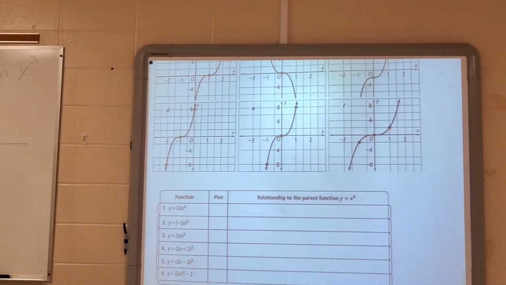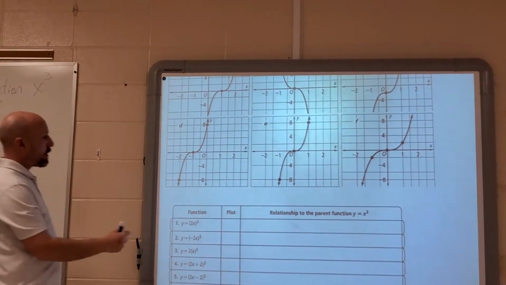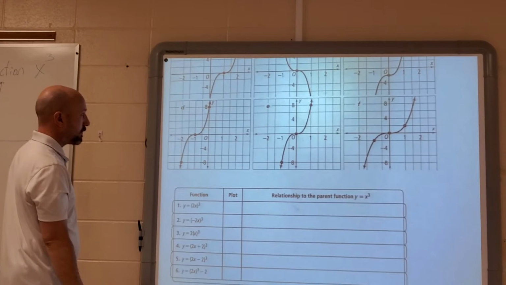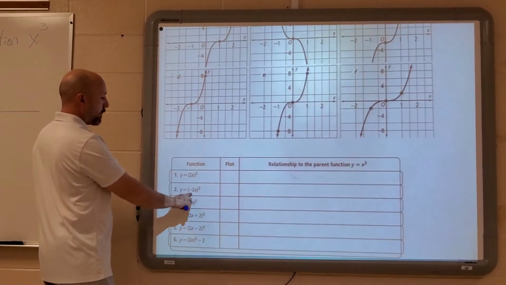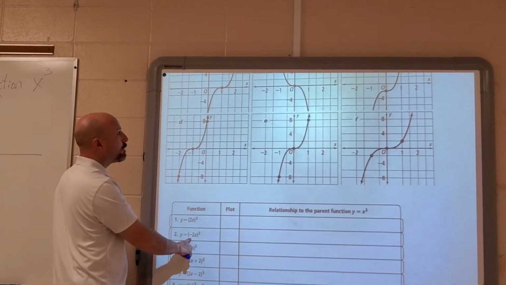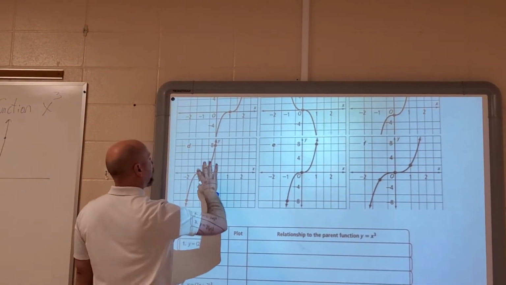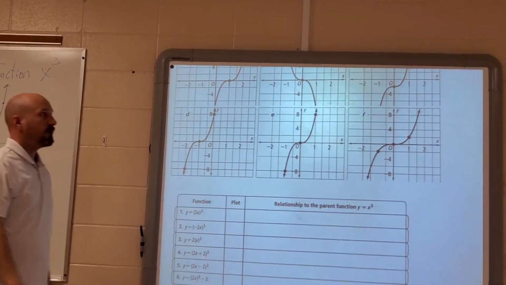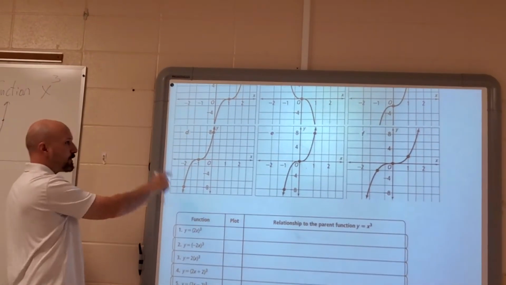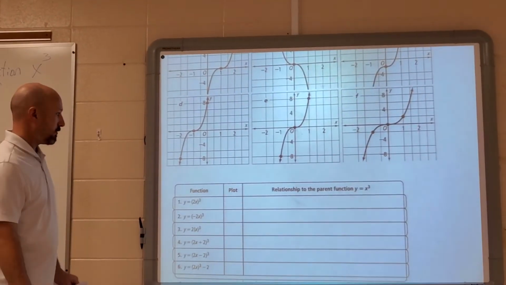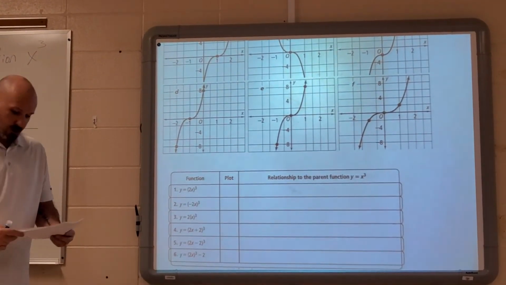Does that make sense? Okay? It's all about looking at the graphs and determining what's happening. All right, what about this one? Well, this one's negative. So if it's negative, then it's going to flip the graph around like this, and the only one that's like that is that one. Okay, so all you're doing is matching and then giving me a short explanation of what it did. Okay? Not too bad.